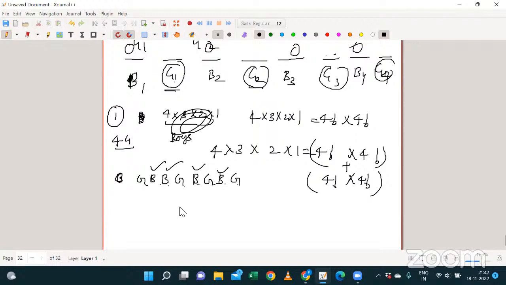So it's kind of the same thing. The same permutation will be used here. No, this is another arrangement. Yeah, this is another arrangement.